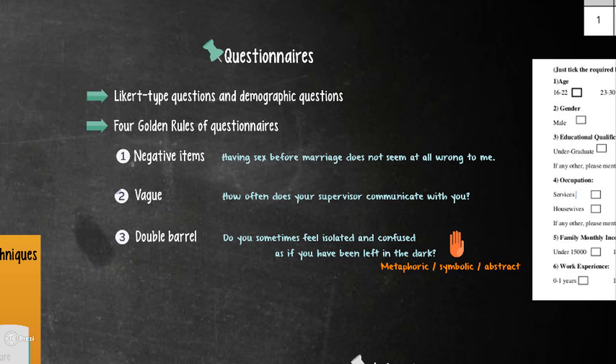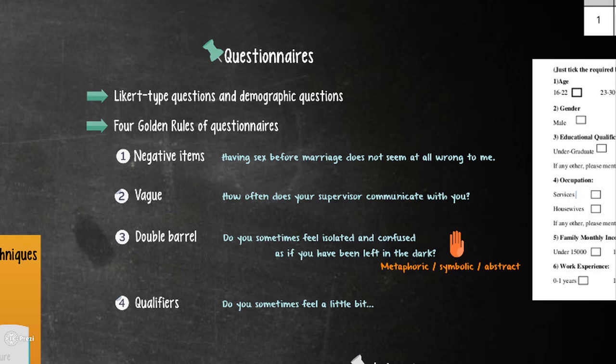Now, this relates to the last golden rule, and that is qualifiers. You should not have any qualifiers in your statements. And this is an example of a qualifier. Do you sometimes feel a little bit? Well, it's hard to say, because sometimes and a little bit are qualifiers. Rather just ask your respondent directly, do you feel this way?